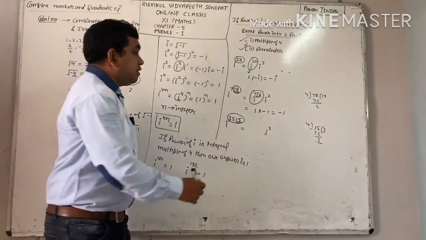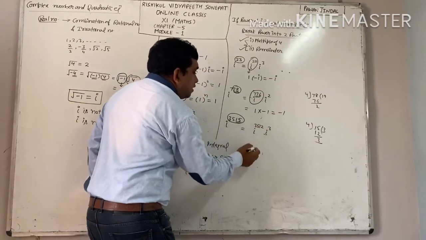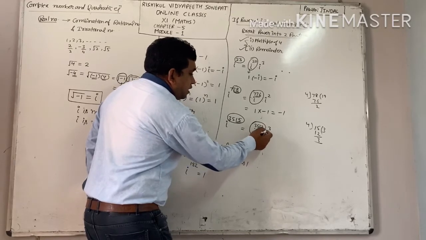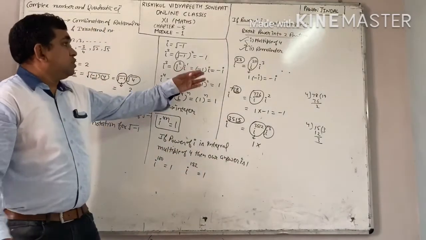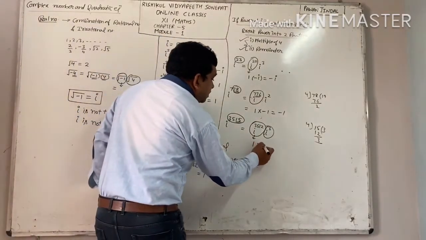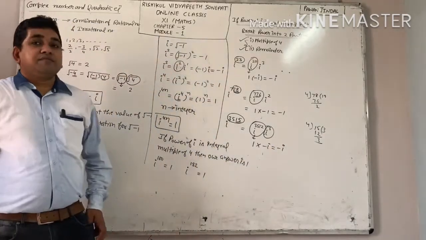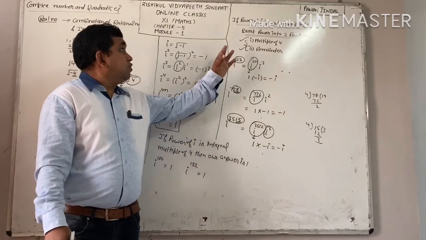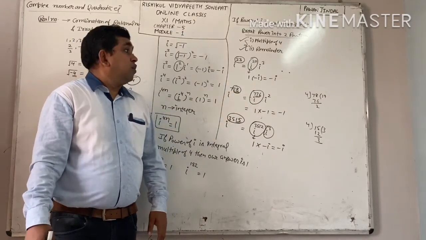And what is the remaining power? 3512. Now this power is a multiple of 4, that's why its answer is 1. Iota cube, we know very well, is minus iota. 1 into minus iota is minus iota. In this way, you can find out the value when the power of iota is not a multiple of 4.